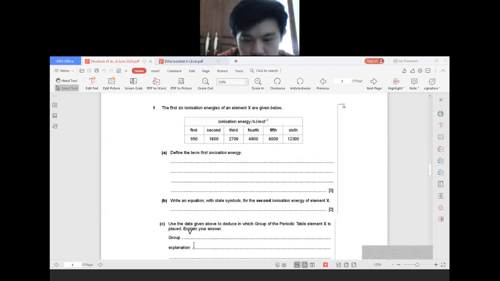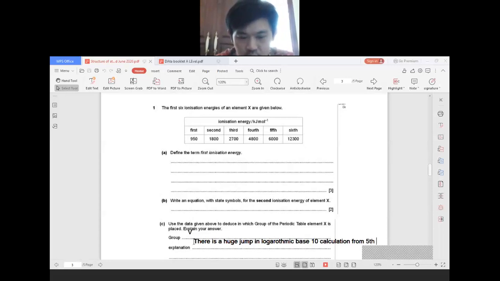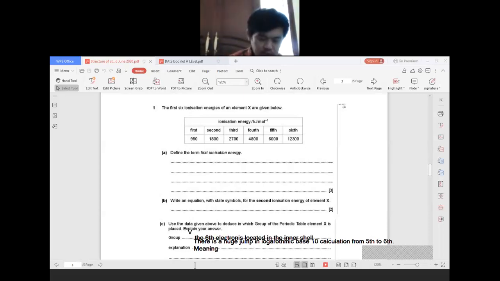Explanation: there is a huge jump in the logarithmic base 10 calculation from the 5th to 6th, meaning the 6th electron is located in the inner shell. Okay, so when it moves, it creates a huge jump.